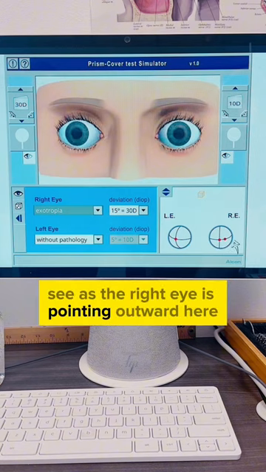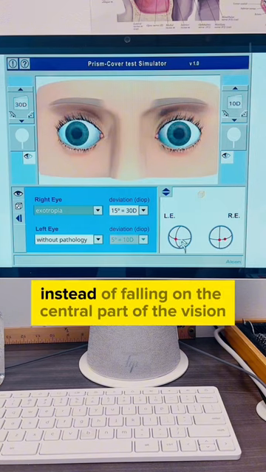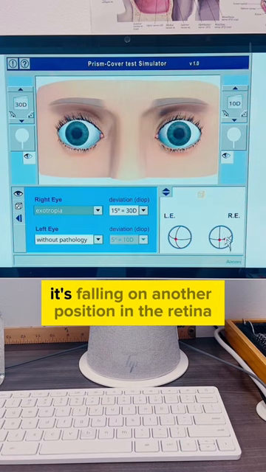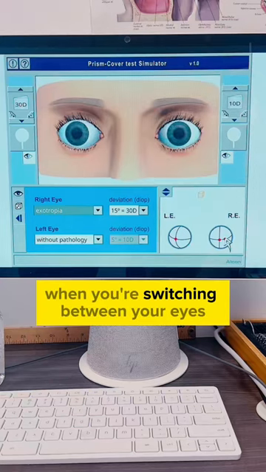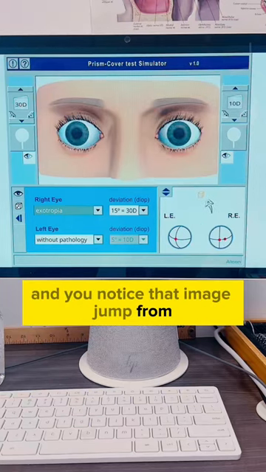See, as the right eye is pointing outward here, that same cube, instead of falling on the central part of the vision, is falling on another position in the retina. And that is why your brain perceives it to be in a different location when you're switching between your eyes, and you notice that image jump from one eye to the other.